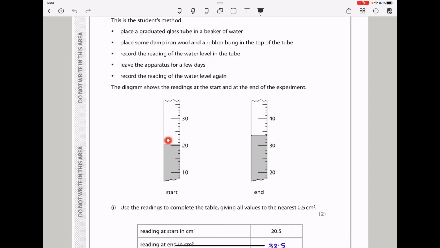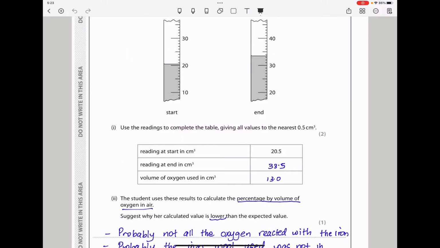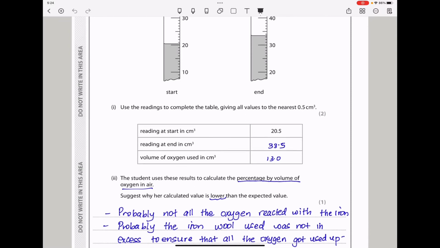This shows that the volume of air has decreased and therefore water has moved in to fill the void. So we can say the change in volume is due to oxygen being used up by iron as it rusts, and therefore the volume of water inside the tube increased. So here they ask, use the readings to complete the table, giving all values to the nearest 0.5 centimeters cubed.